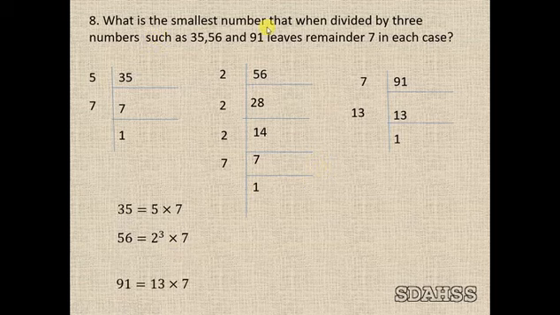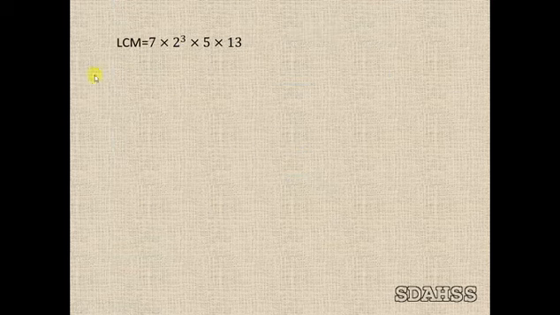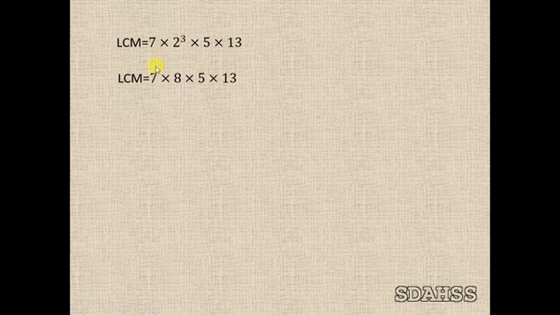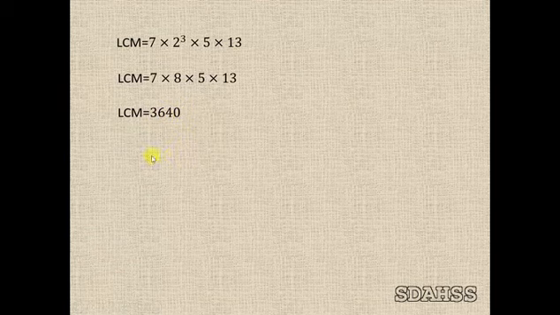Here we want to find the smallest number. So LCM is equal to 7 into 2 cube into 5 into 13. If you multiply, you will get 7 into 2 cube means 8 into 5 into 13, which is equal to 3640.